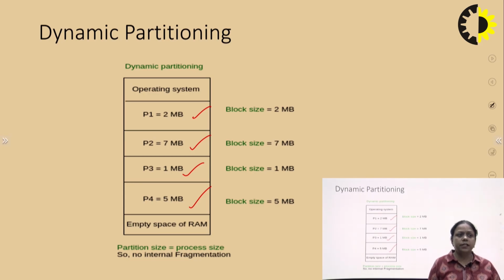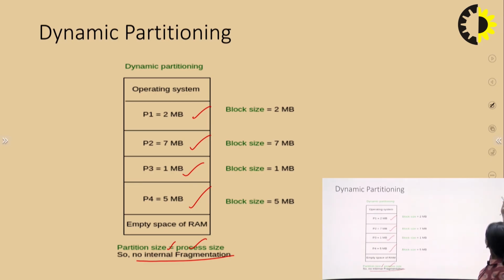So, in this way we will not partition the memory before the processes come. When a process comes, it will take the required memory area, and then another process will come and take its required memory area. In this way, dynamic partitioning will be done. So we can say that the partition size and the process size will be the same here. That's why internal fragmentation will be reduced, so we don't have any internal fragmentation in this case.